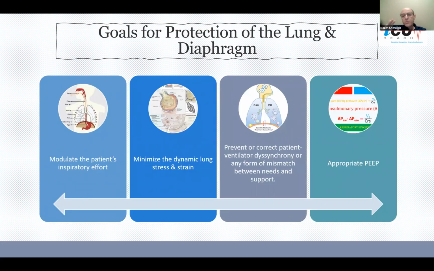Now, the goals for protection of the lungs and diaphragm are, number 1, modulate the patient's inspiratory efforts, so we look at what the patient is doing. We need to minimize the dynamic lung stress and strain, which is caused by the ventilator and the inspiratory muscles of the patient. And then prevent or correct patient-ventilator dyssynchrony or any form of mismatch between the needs and support, and give the patient appropriate PEEP.